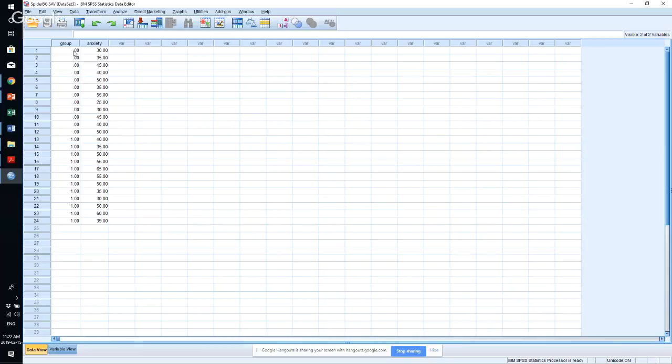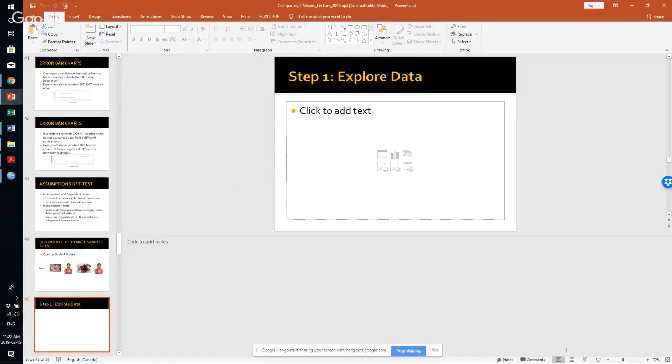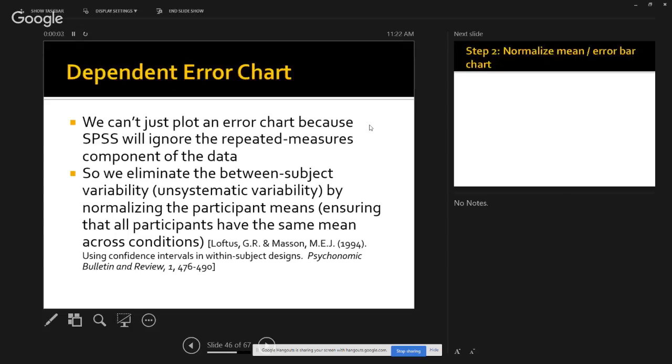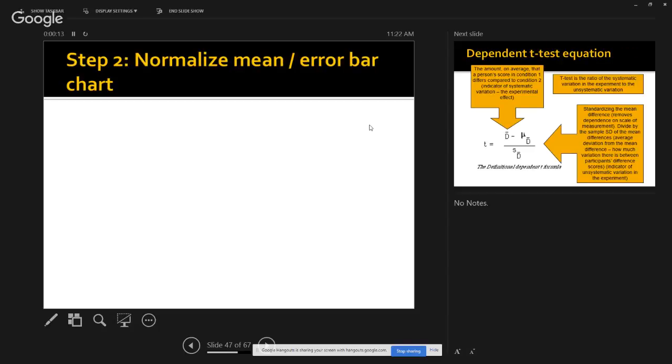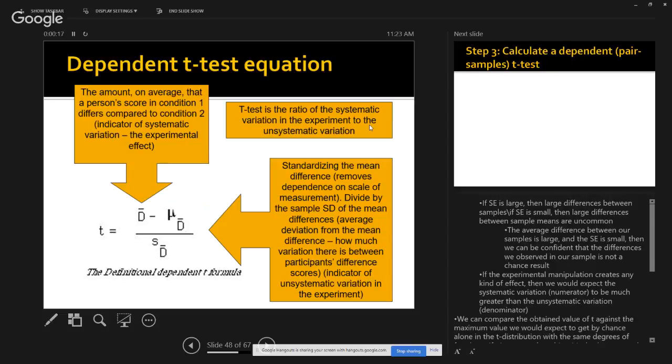Again, I'm going to look, I have to go back to this. Sorry, guys, I forgot. Oops. We've gone through most of this. As I say on here, we can't just plot an error bar. This is for dependent because it ignores the repeated measures. So we normalize that. Showing you again, a dependent test.